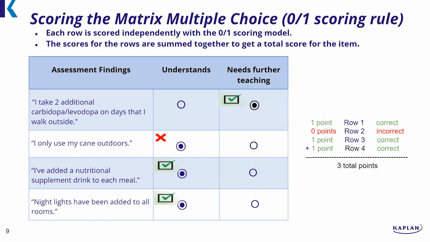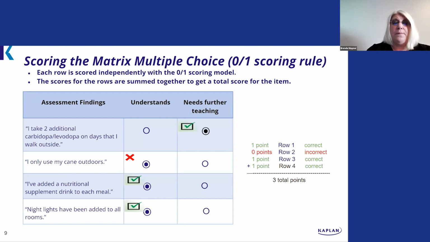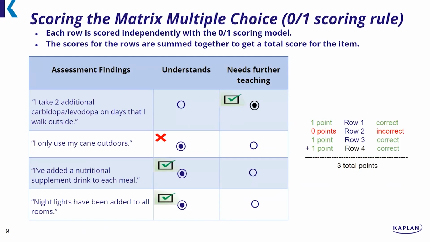For the matrix multiple choice, both 2 or 3 column, each row is scored independently with the 0-1 scoring model. That means each row has one right answer worth 1 point. Should you select an incorrect choice, you will earn 0 points. The scores for the rows are summed together to get a total score for this item. In this example, the total score for the item is 4 points. As you can see, one wrong item was selected, giving a final score of 3.